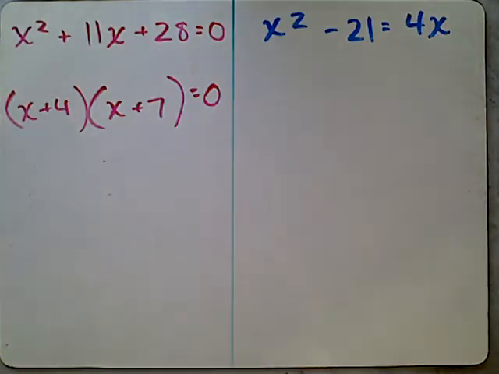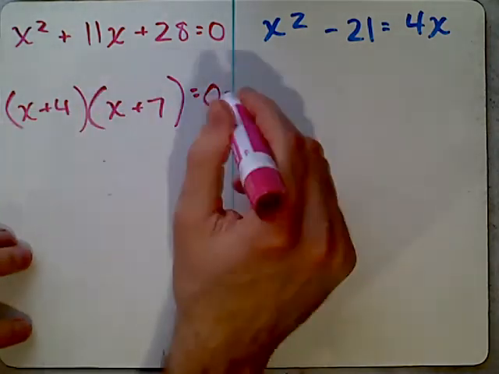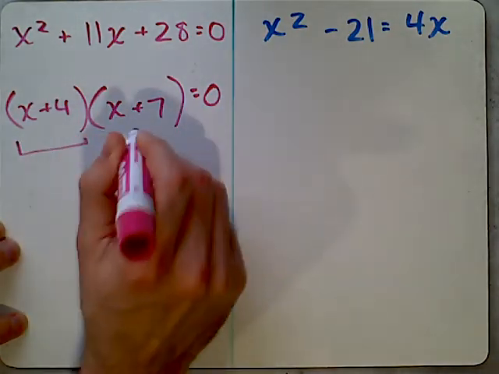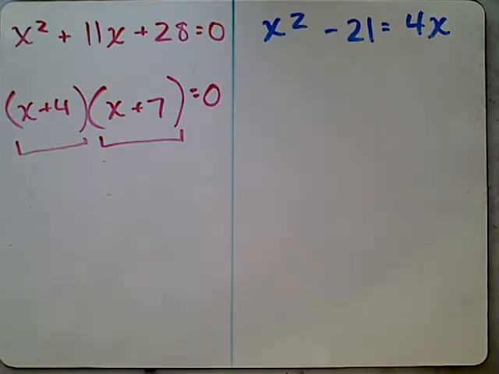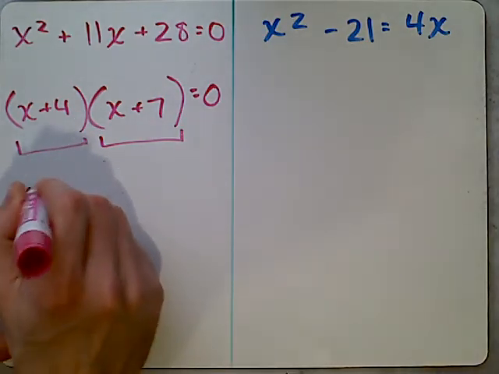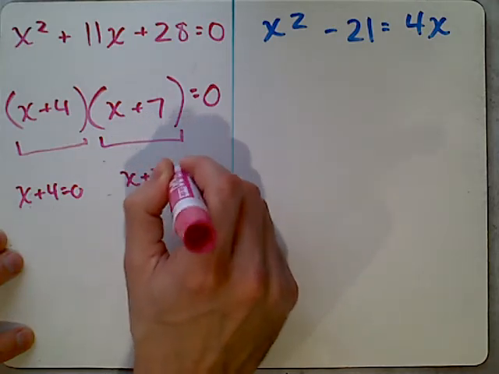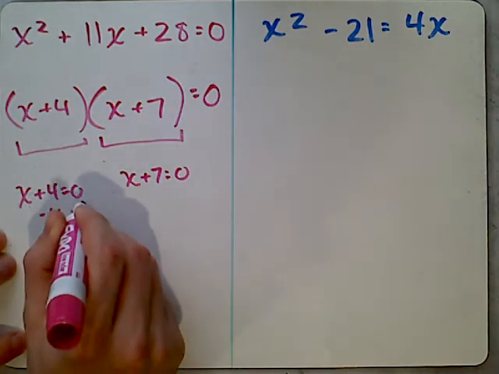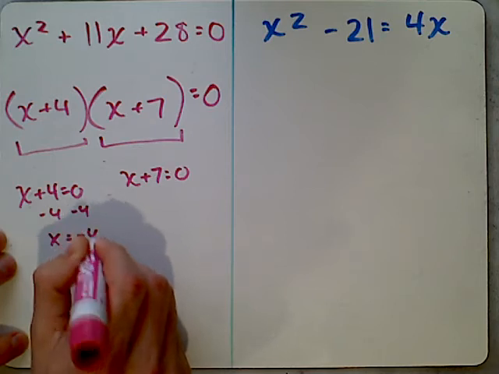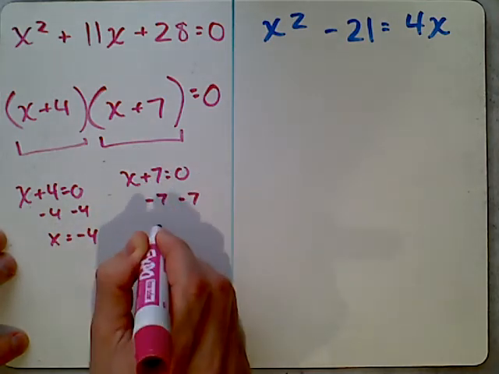A lot of students struggle on this particular concept because they want to jump from the question to the answer. We showed this step so that we can then remember that because of the zero product property, this means that either x plus 4 equals 0 or x plus 7 equals 0. So to solve this one, we subtract 4. And to solve this one, we subtract 7.